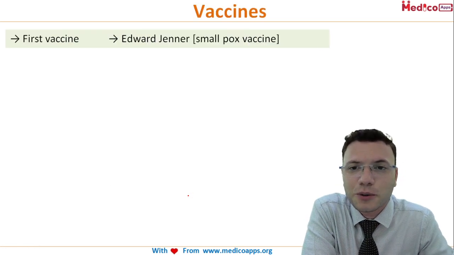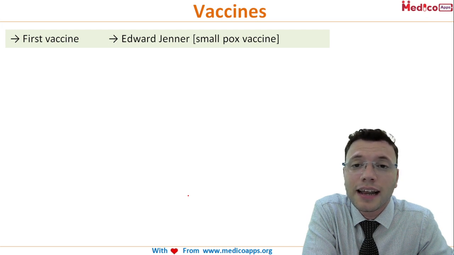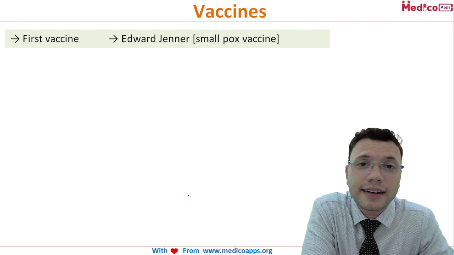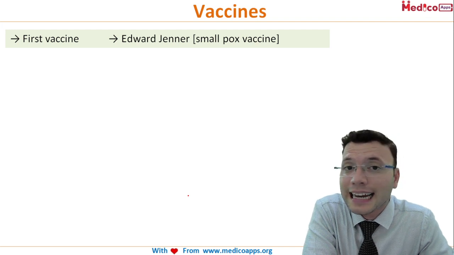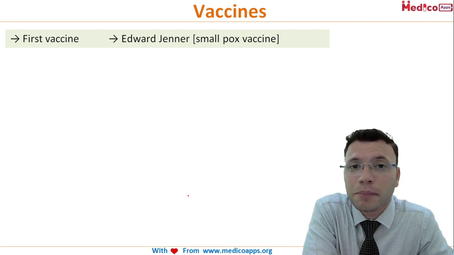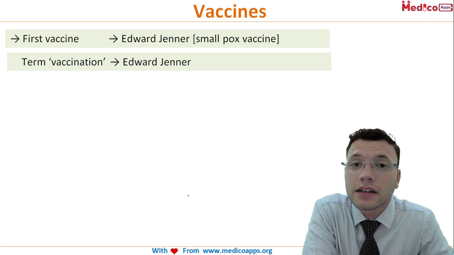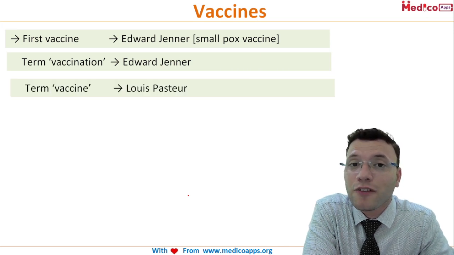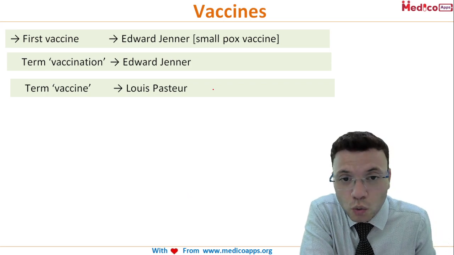All right, so now let's learn some facts. The first vaccine was given by Edward Jenner. Remember smallpox, which is eradicated because of that. Such a big achievement. The term vaccination was also given by him, but the term vaccine is given by Louis Pasteur.